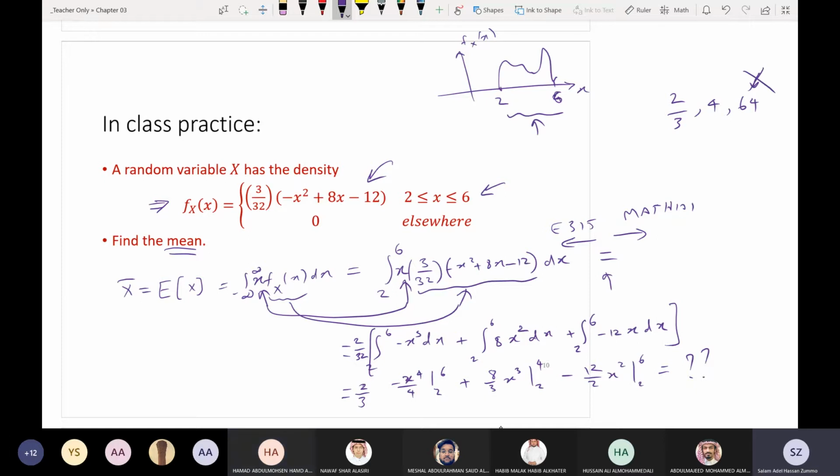What about 2 over 3? It's impossible, right? Because it's out of the range. It's impossible for the average of a random variable that is defined between 2 and 6 to be 2 over 3. So 4 could be a correct answer. Check this up and give me a final answer.